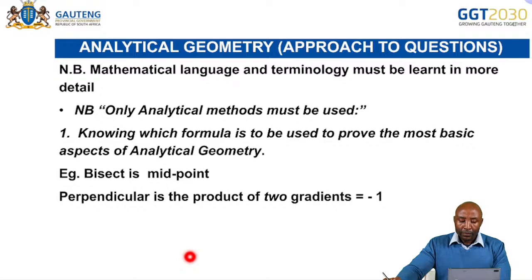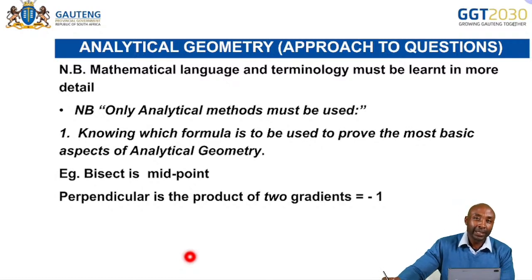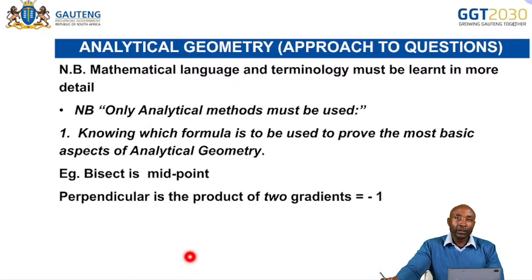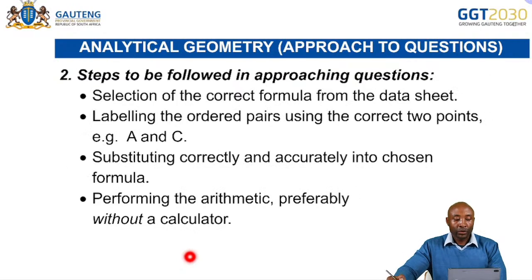Now, you must know the formula to best use to prove the basic concepts, e.g., terms like bisect. We know that it divides into 2. What comes into your mind? Midpoint. Perpendicular, we have talked about it. The product of the gradient is -1. So, the steps, you select the correct formula from the formula page and you label the given points.